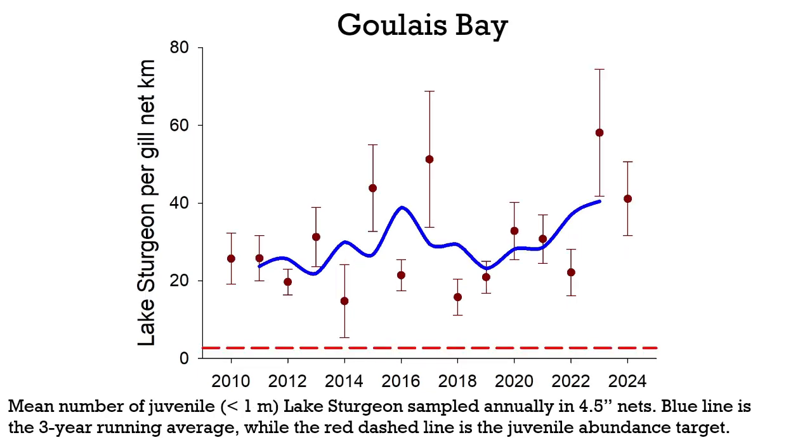If we look again in Gooley Bay, these are the juveniles that come out of those same nets that I presented data from the adults before. Much higher numbers than we had for adults. Again, well above the juvenile target, which is the dashed red line at the bottom, at around 30 to 40 fish per gill net kilometer. So a much healthier population of juveniles than adults, at least what we see in Gooley Bay.